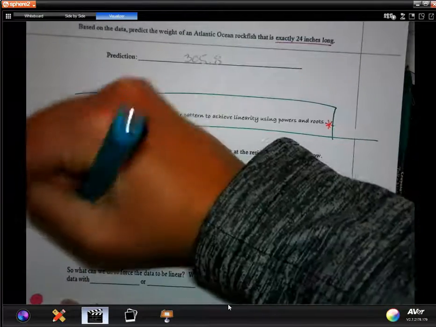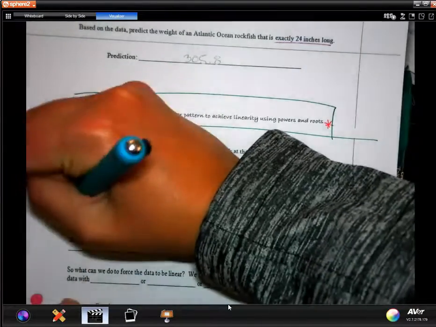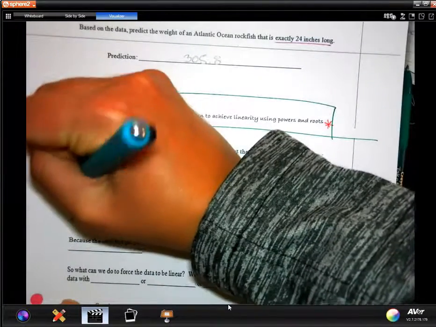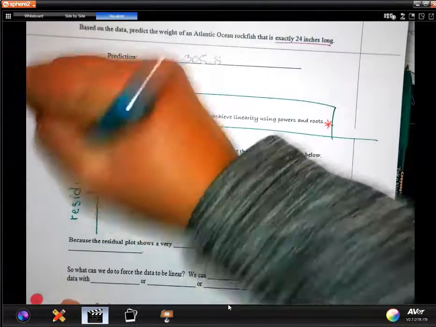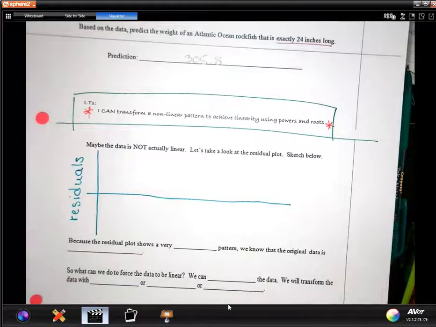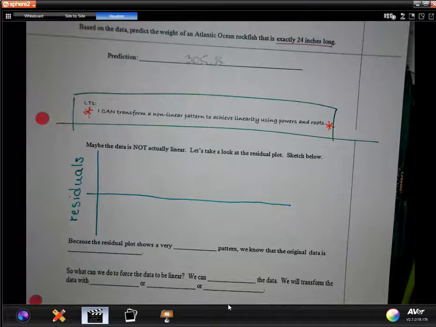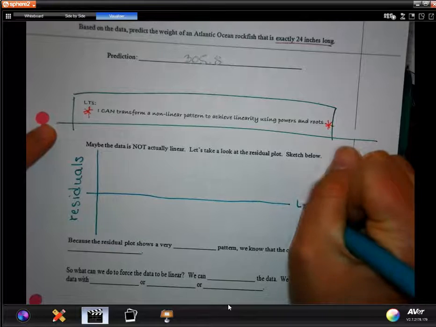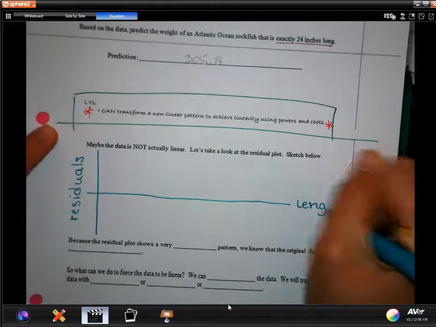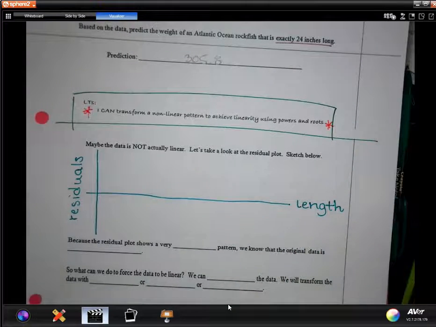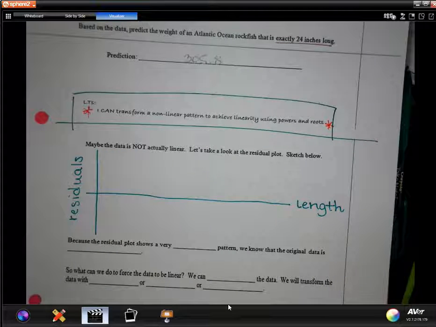Although I did the residual plot for third period and they were like, whoa, that's so cool. I'm like, I've shown this to you like 100 times. They made me feel really bad. Like they were like, this is so awesome. I think I've shown it to you a zillion times. That's a crazy thing that you just did. So you guys are better than third period.